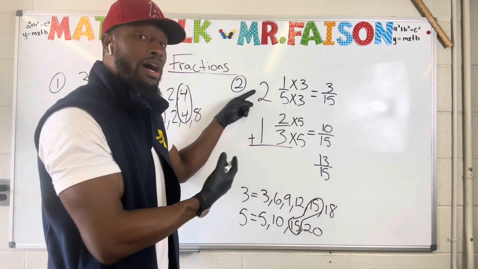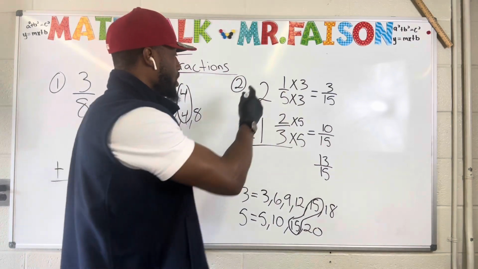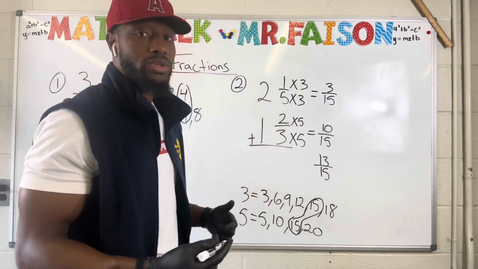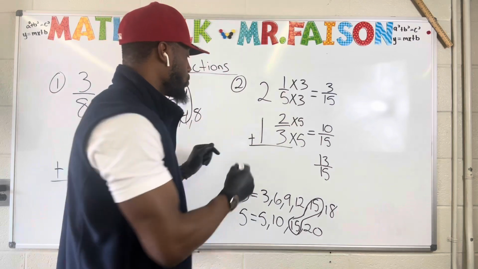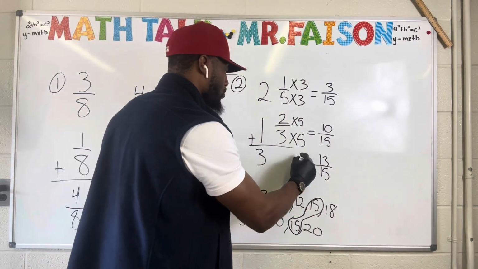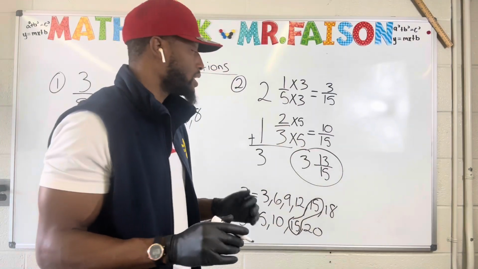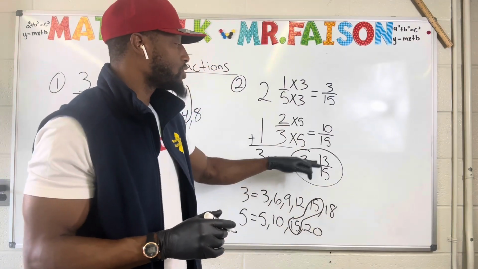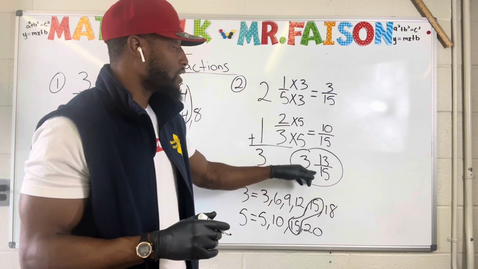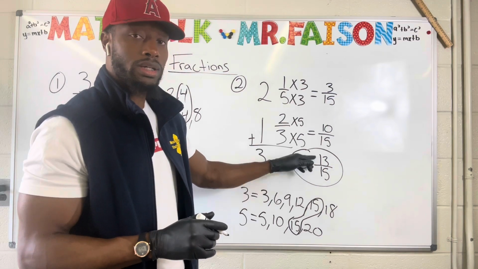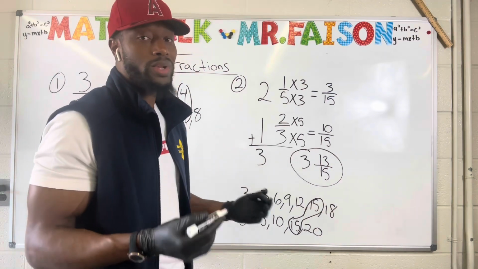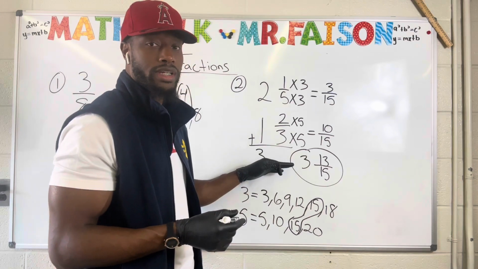Now I can add my whole numbers, 2 and 1, which give me 3. And then we'll have 3 over 15. Also, what I want y'all to understand is this too. Yes, my answer is 3 over 15, but sometimes you might have to reduce this. In this case, we do not have to reduce that. So this will be our answer right here.